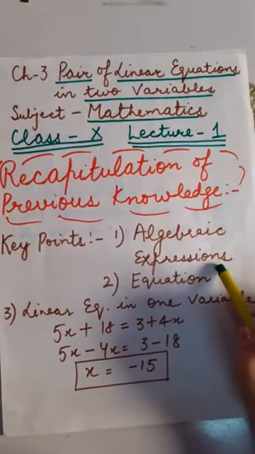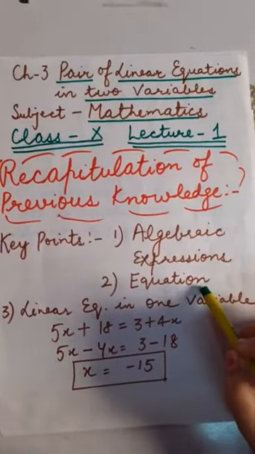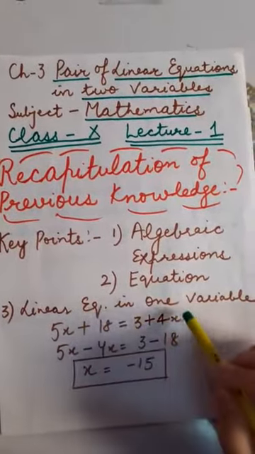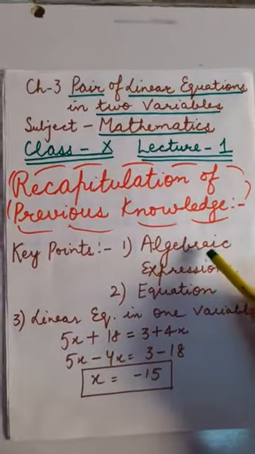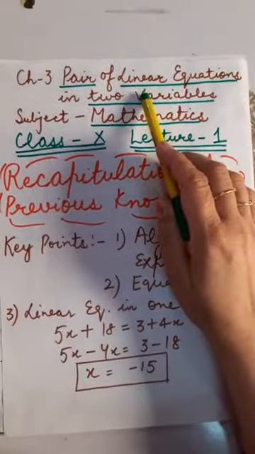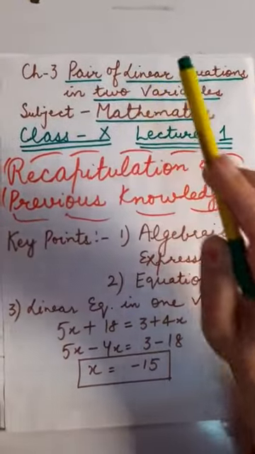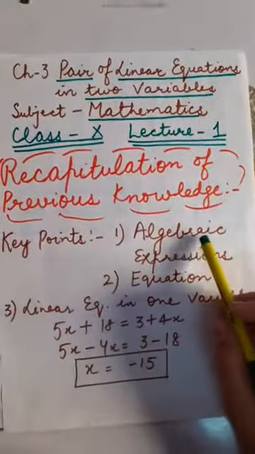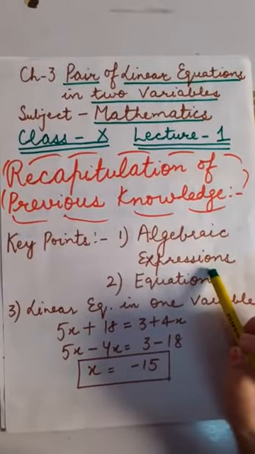Number 1, algebraic expressions. Number 2, equation. Number 3, linear equation in one variable. Children, you must be having the knowledge of these three concepts before we switch to pair of linear equations in two variables. So let us start with algebraic expressions.